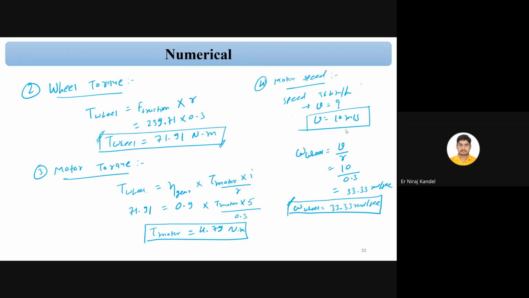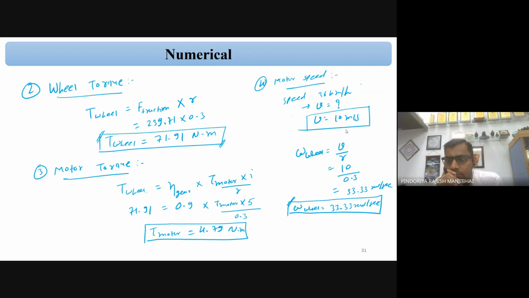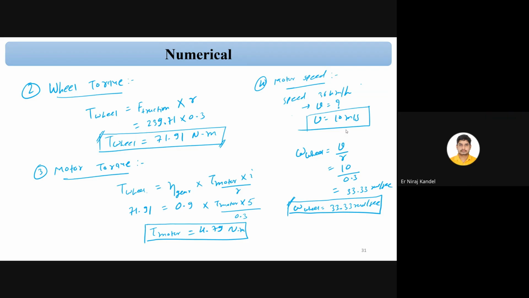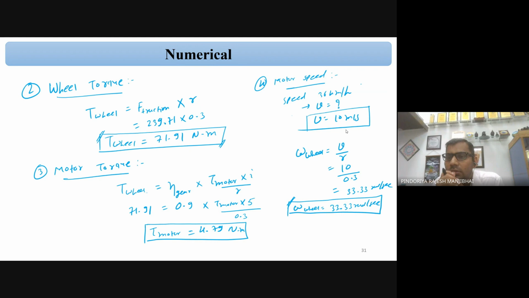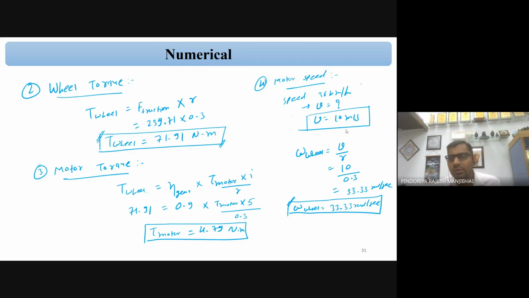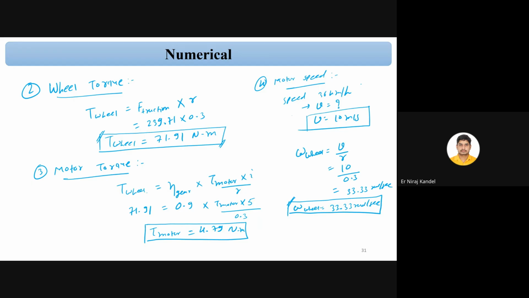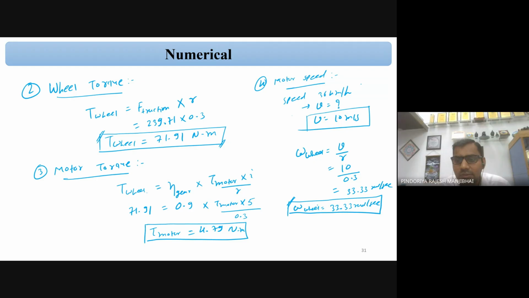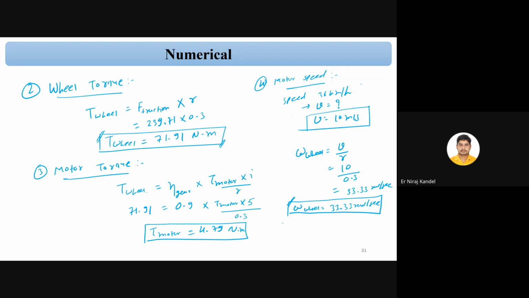So what about the radian per second of motor? We have to use gear ratio. The question asked for the speed of motor. It must be multiplied by 5. Why 5? Because this is the speed of wheel, so motor must rotate faster because of the gear ratio, since the wheel has more torque. Yes, because of the gears. This is the RPM of wheel only.